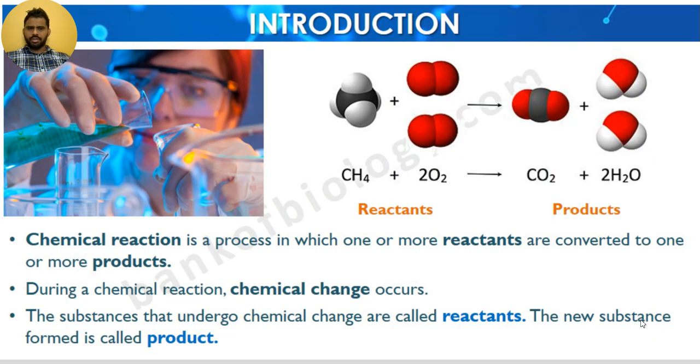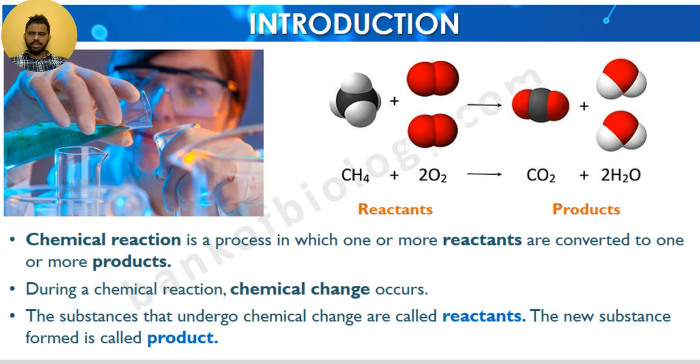Now we start with the introduction, and first of all we try to understand what exactly a chemical reaction is. A chemical reaction is a process in which one or more reactants are converted to one or more products. So it's a very straightforward definition.